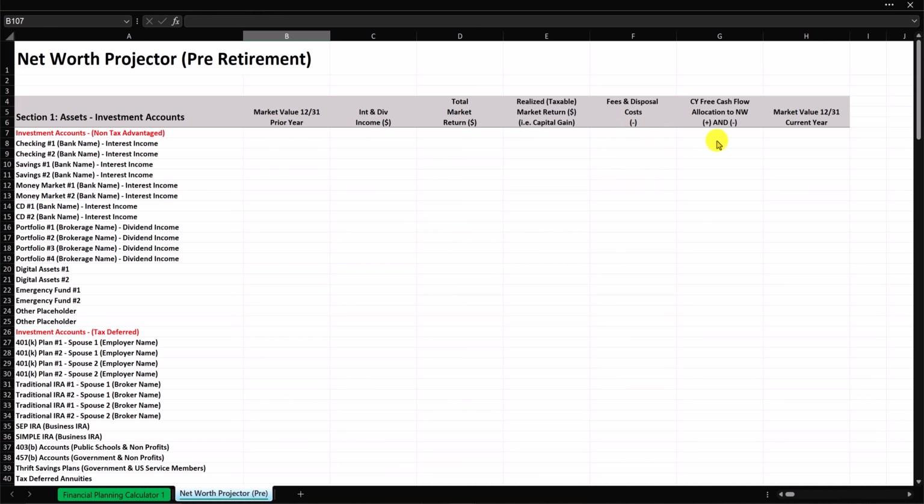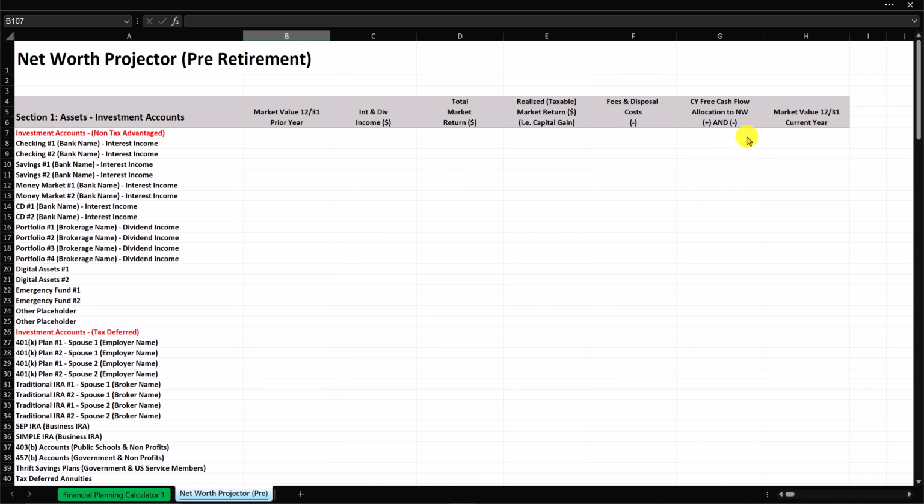Then we need a column for the current year free cash flow that is allocated to our net worth. And the values that we're going to put in here are going to come from our annual after-tax cash flow projector as soon as we build that out. Again, this is after you earn all of your income and you pay all of your expenses.